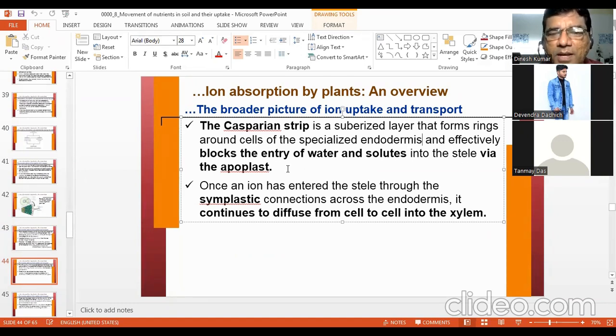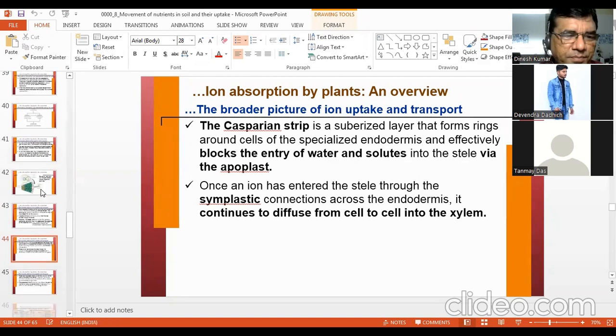Now there will not be any more apoplast after the Casparian strips. Once an ion has entered the stele through the symplastic connection across the endodermis, it continues to diffuse from cell to cell into the xylem. Then there will not be any issue once it is crossing the endodermis.